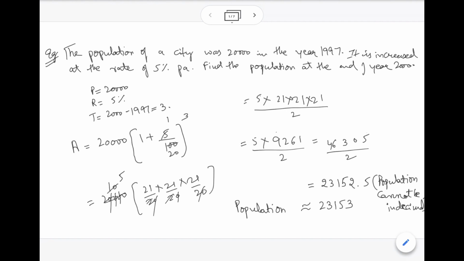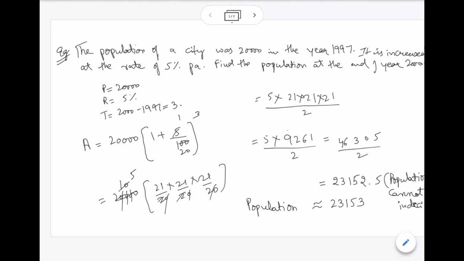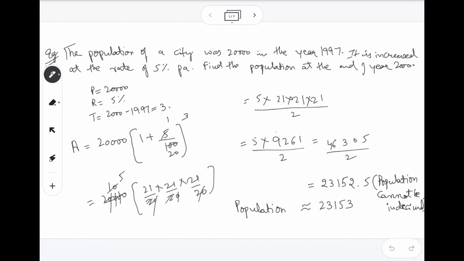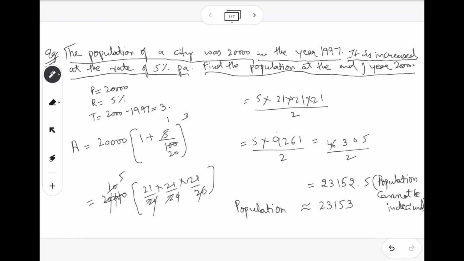So talking about the application example, it says the population of a city was 20,000 in the year 1997. It is increased at the rate of 5% per annum. Find the population at the end of 2000. So this is one of the applications of compound interest. Let's see how we solve it.